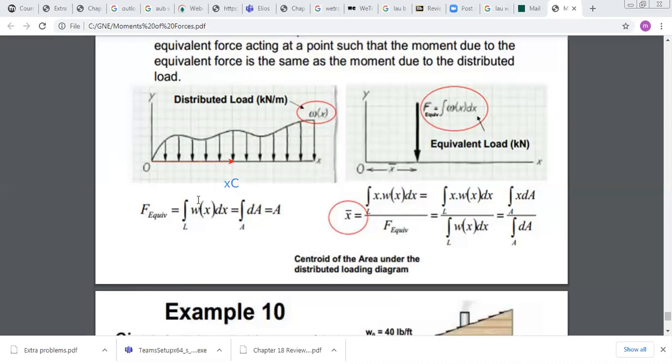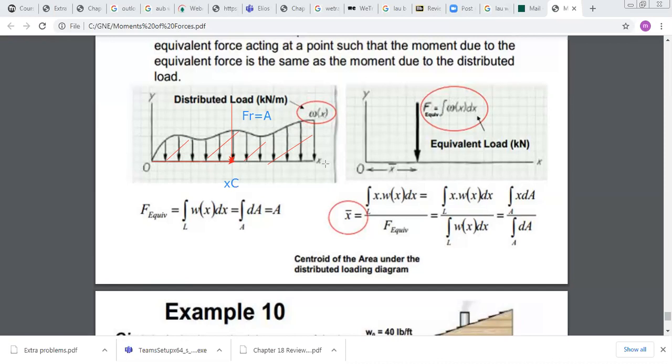And once you find it, you can say that I can replace my system by only one force passing by this point. And my force, F resultant, should be in magnitude equal to the area under the curve. This is the area I am talking about, the area between the curve and the x-axis. Okay? Now, we will do examples on this to understand it better. But do you have any question before we do the example?